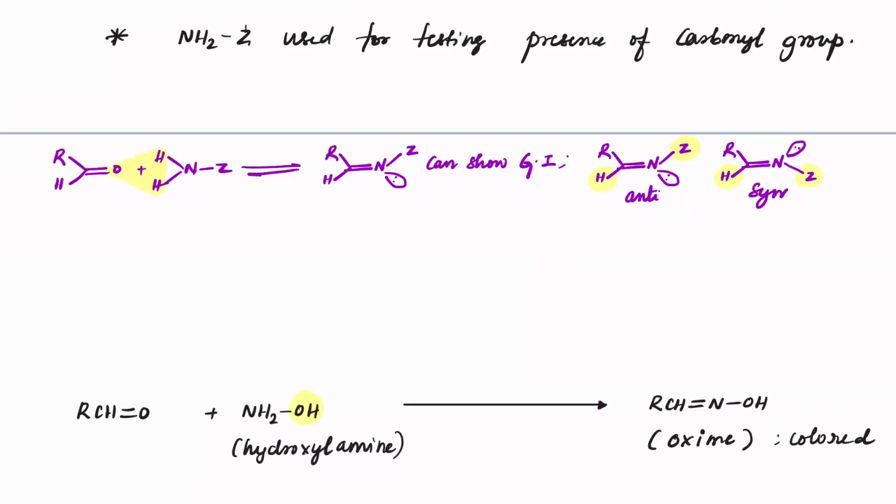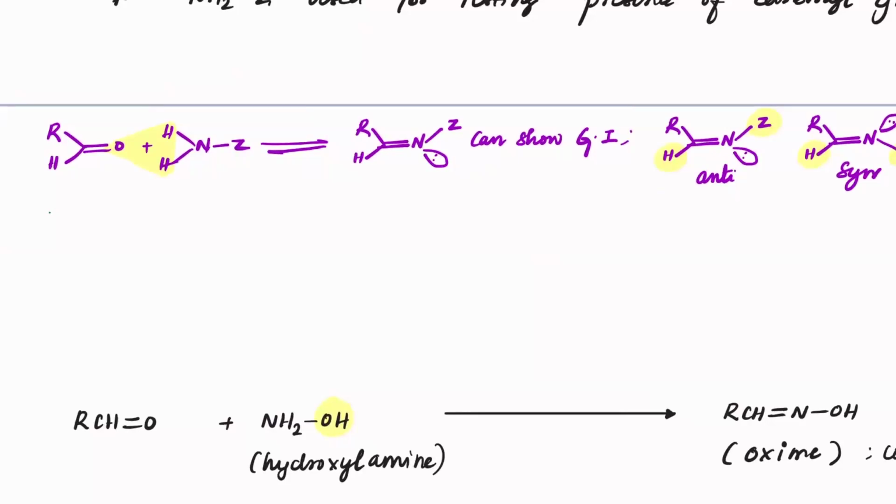Now, what is the mechanism that is happening? Simple. If you have R, C=O, H, the lone pair present on nitrogen, which has NH2 connected with some Z group, will attack here. But the problem is that the ammonia derivative attacking here is not that easy because it does not have any charge. It is like a neutral nucleophile. To facilitate this, what do we do? We add it in a slightly acidic medium.